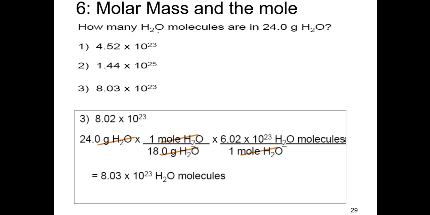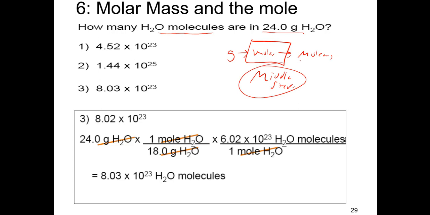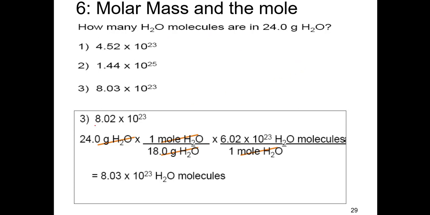So let's see this in action. How many water molecules are in 24.0 grams? So I'm going to need to go from grams to moles, and moles to molecules. Now you just can't transfer directly from grams to molecules. You need the moles. So moles is an important middle step. Always, always, always. So a starting value is always measured, 3 sig figs. We need to go ahead and use our equality.